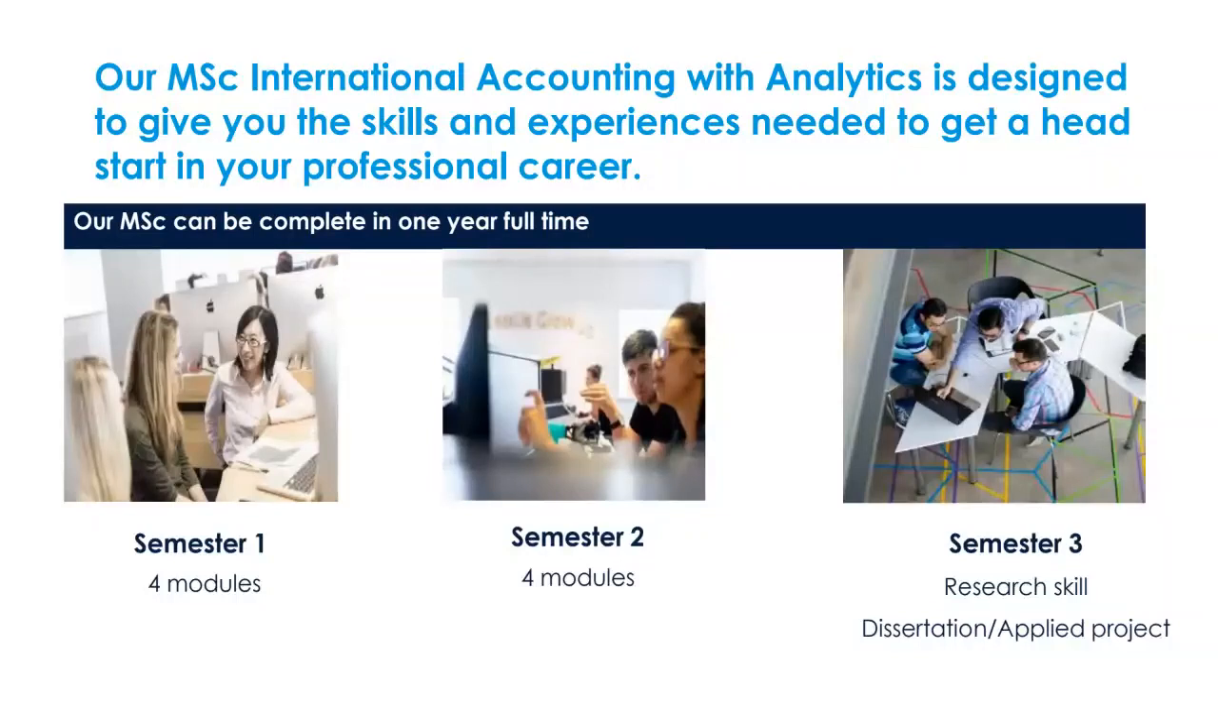So if you're going to come on board now in September 2021, say, and you're undertaking the full-time MSc in International Accounting with Analytics, then in semester 1, which runs from the last week in September up until mid-December, you will do 4 modules. In semester 2, which runs from the end of January up until the start of May, you will do a further 4 modules. And then over the summer, in semester 3, which runs from the end of June right up to the end of August, you will undertake a research skills module, and you will also have a dissertation or applied project to undertake. So that is how the 1-year programme is spread over 3 semesters.